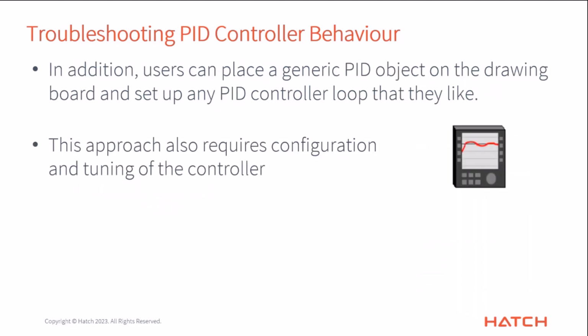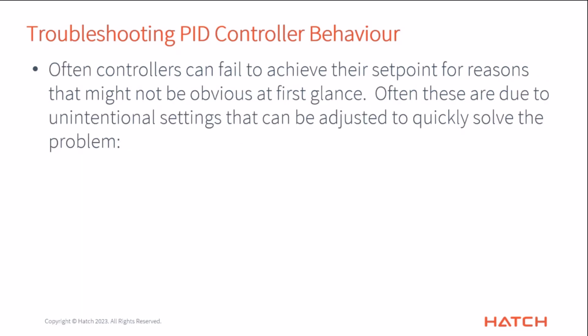In addition to that, we also have this generic PID object that goes on the drawing board, and then you can set up any PID controller that you like, any manipulated variable trying to control any control variable. This one is the most generic, so it needs the most setup. After you've got that on the drawing board and you've put in all the information, the challenge might be that you find it does not meet the set point, even though everything seems to be running okay.